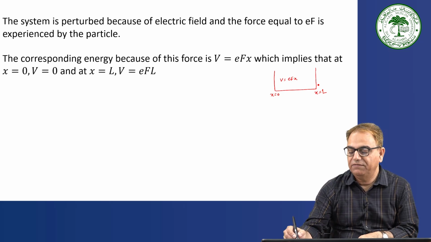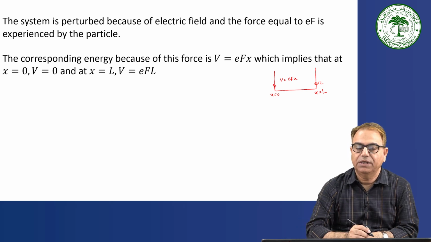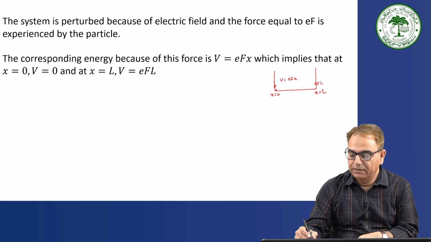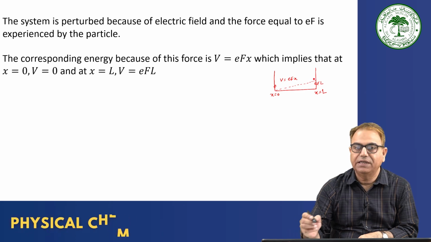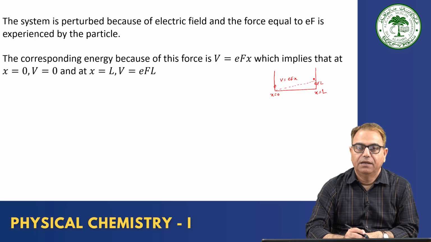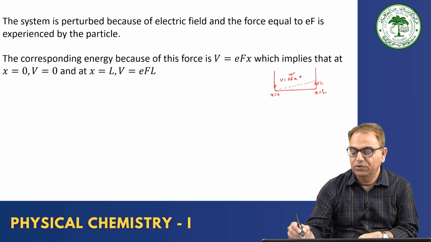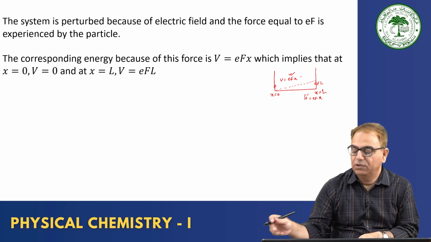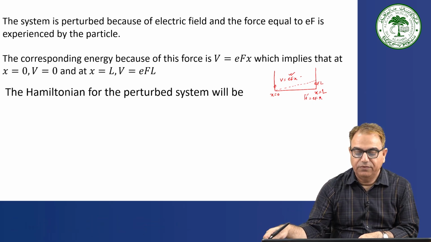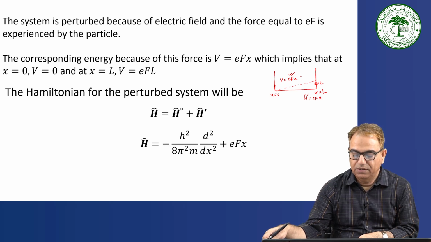So EFL will be the potential energy at this point, and 0 will be the potential energy at this point. What does it mean? As you move away from x equal to 0, the potential energy keeps rising. It's proportional to x, and this is the perturbation. This EFx is the perturbation, which we show as H prime equal to EFx. Now, the Hamiltonian for the perturbed system we write like this.